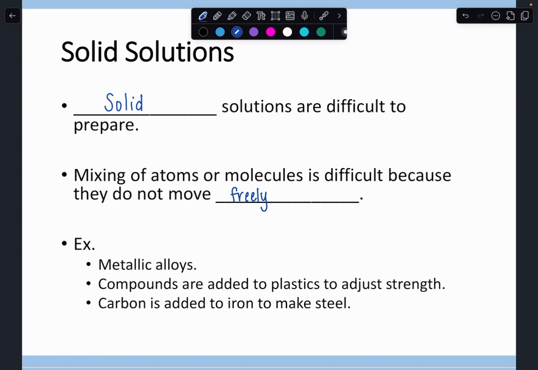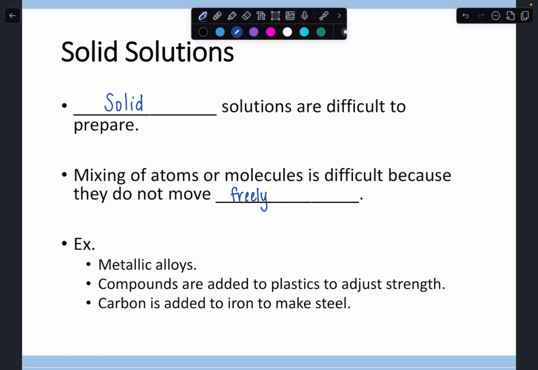Certain compounds are added to plastics to adjust the strength. Some examples are BPA. If you've seen bottles that are BPA free, that's a chemical that can be added to plastics to adjust the strength. Same thing with phthalates. Those can be added to plastics. Now, there are many others, but those are two that come to mind. Another solid solution would be carbon added to iron to make steel. So steel is a mixture of carbon and iron.